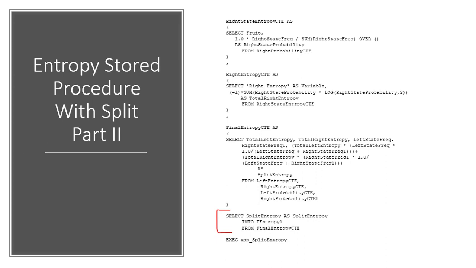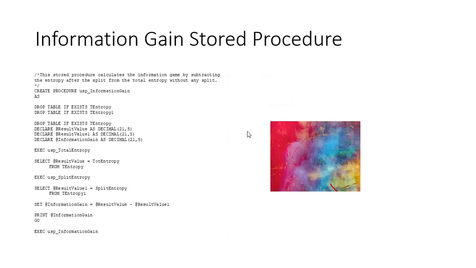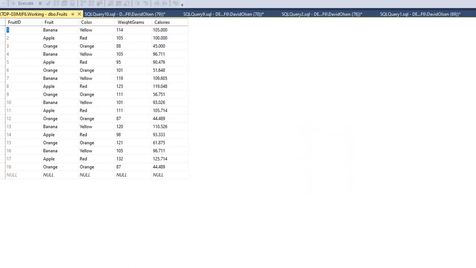When we get to the information gain stored procedure, we look at the other 2 stored procedures, the total entropy and the one with split entropy. We calculate the information gain right here, that is the entropy before split minus the entropy after split, and then it's returned. Let's look at this now in SQL Server.